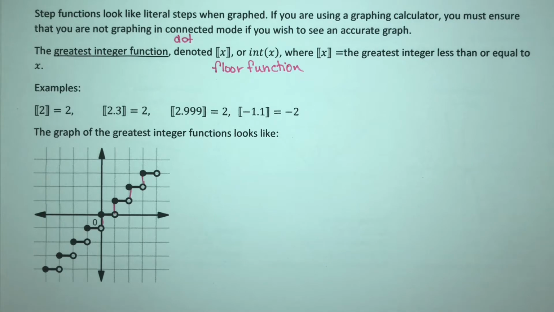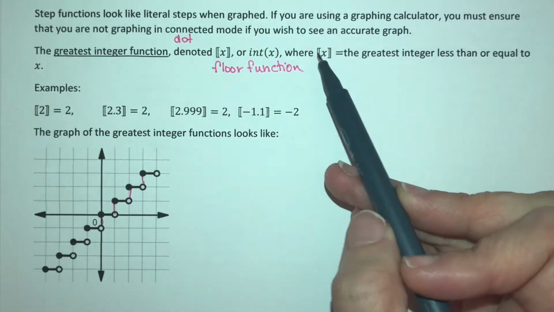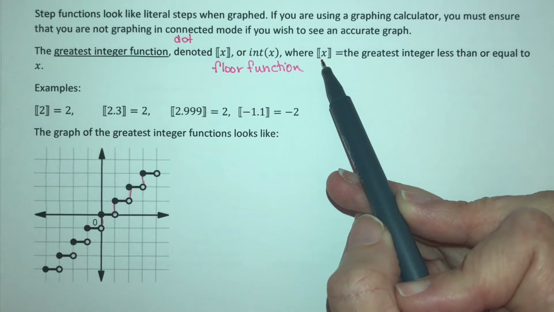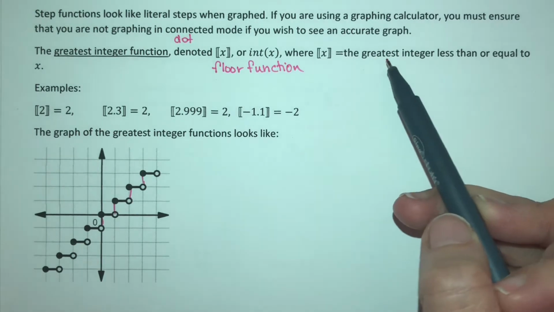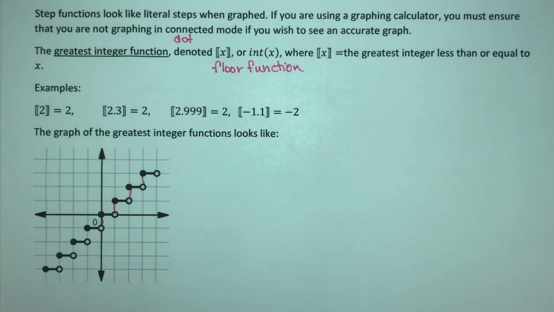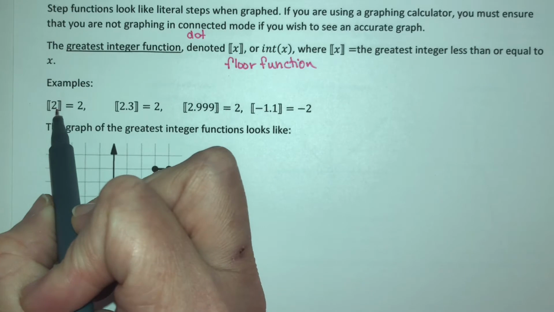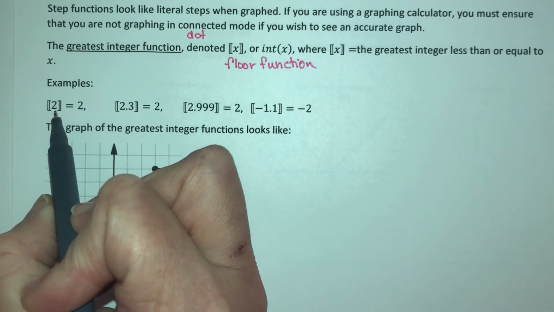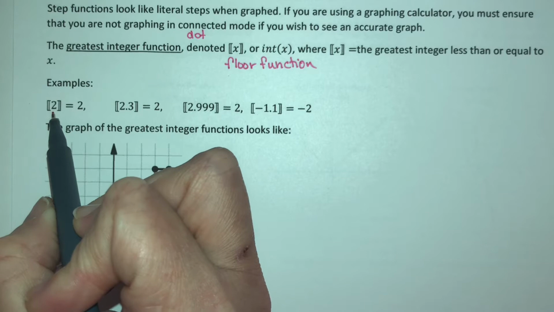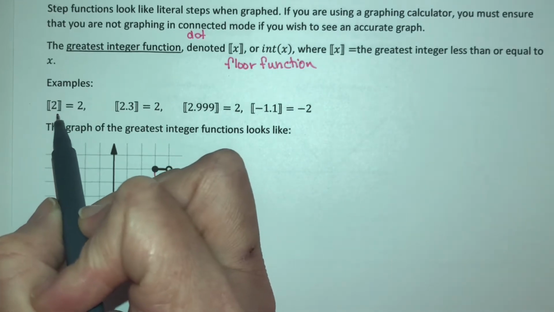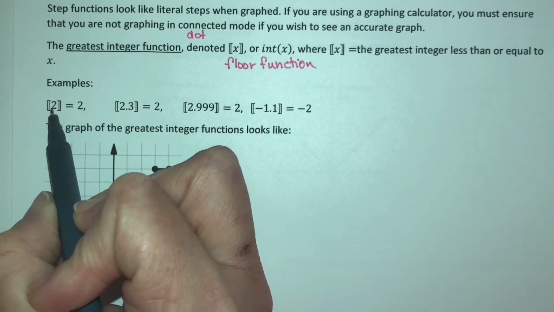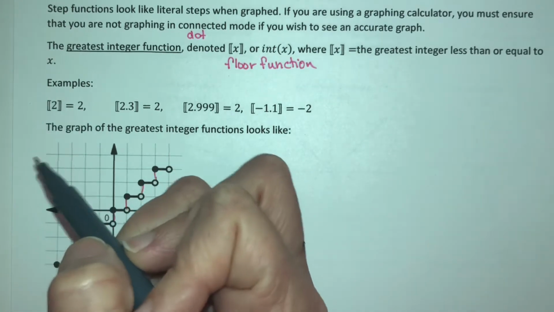Now, if you're asked to find the greatest integer of x, that is the largest integer, which means no fractions, no decimals, the largest integer less than or equal to x. For example, if I want to find the greatest integer of 2, then I'm looking for the largest integer that is either less than 2 or equal to 2. Since 2 is an integer, the greatest integer is 2.